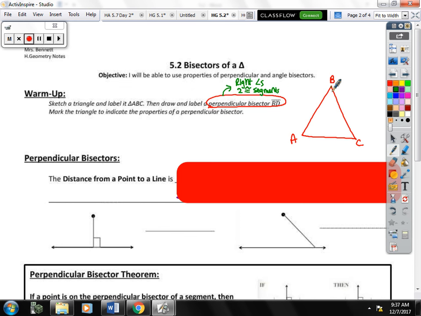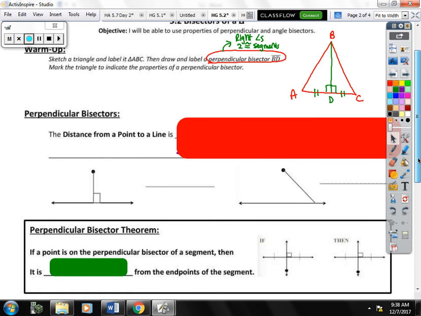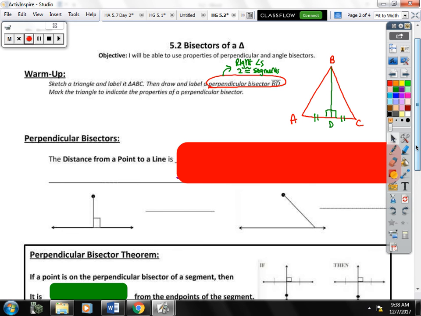So we would draw in BD, and we would mark it with a right angle, or you could even mark it with two right angles, and two congruent segments, indicating that BD is the perpendicular bisector of the triangle. Today we're going to learn some properties of perpendicular and angle bisectors in a triangle.